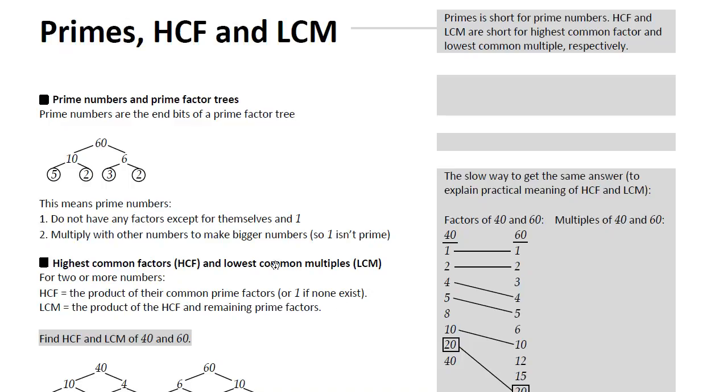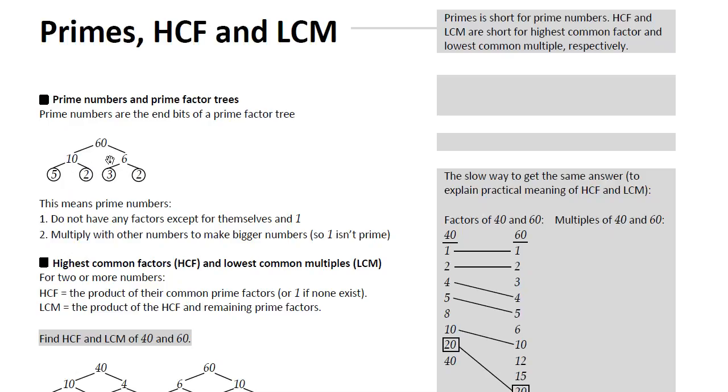So in this video I want to quickly explain how prime numbers, HCF, which is the highest common factor, and LCM, the lowest common multiples, work. Right, so what are prime numbers? Let's start with that. Well, prime numbers are what you get at the bottom of a prime factor tree.